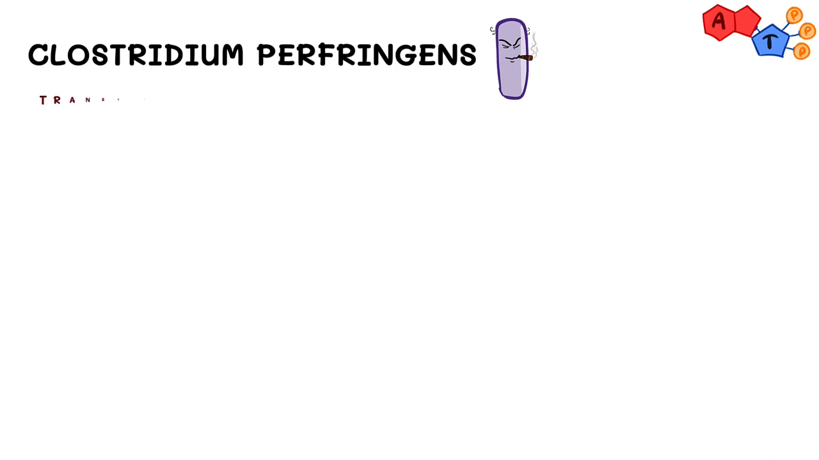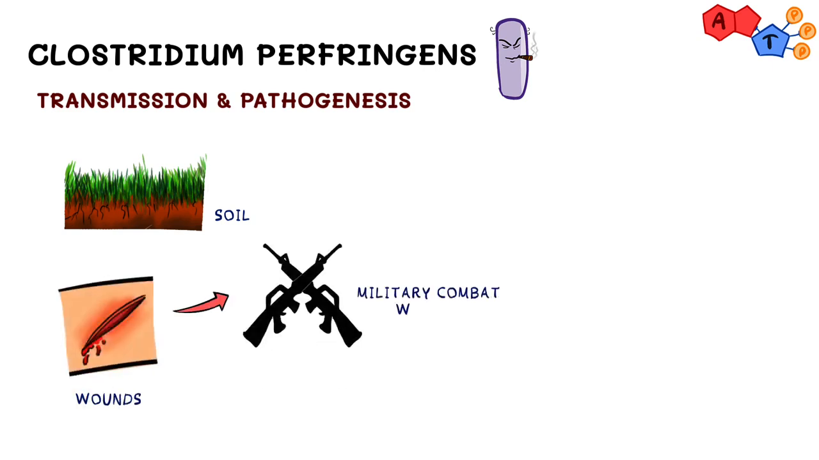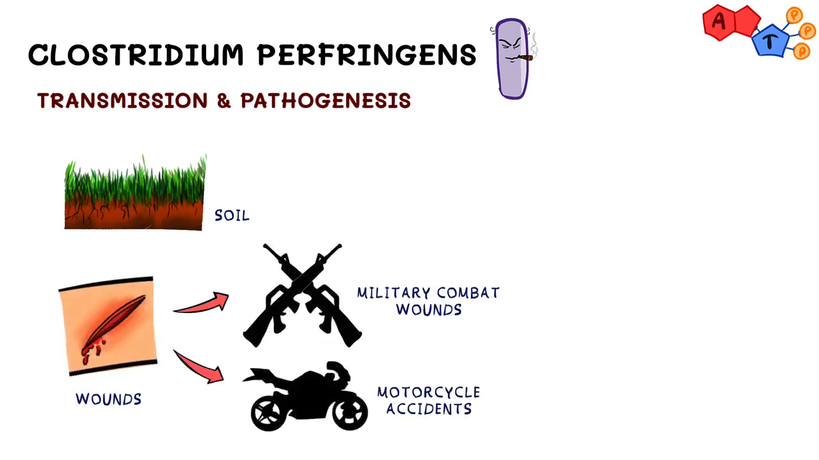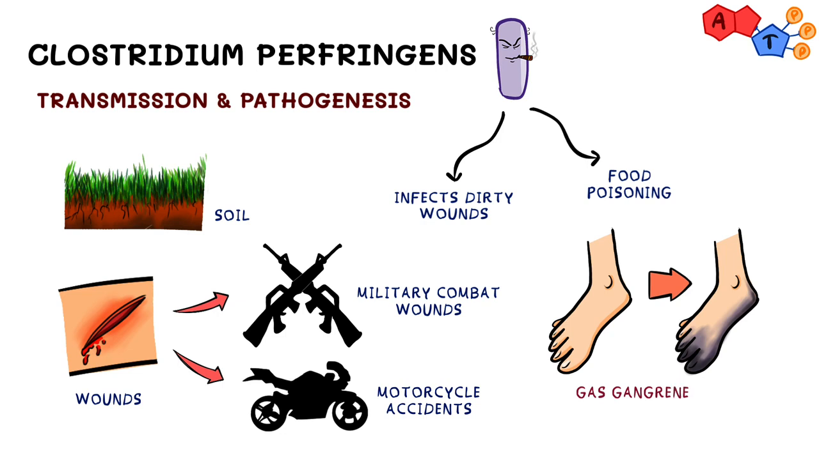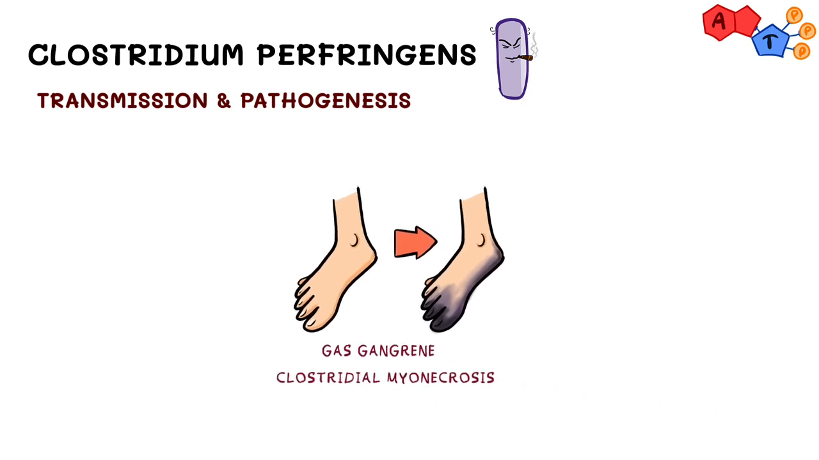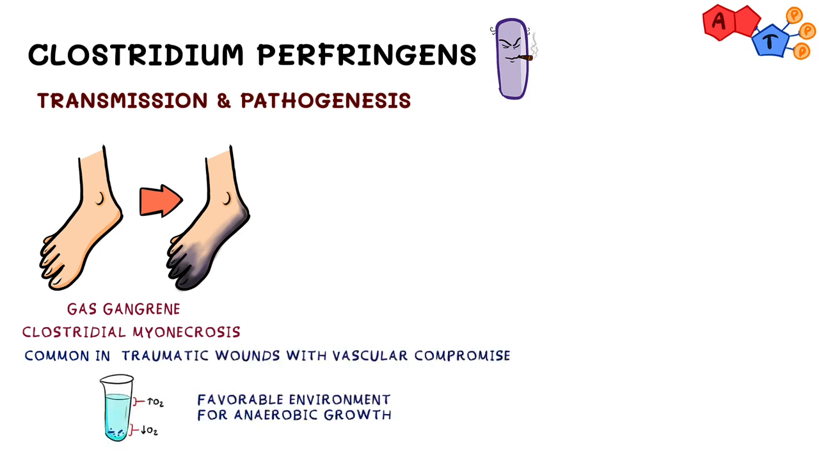Clostridium perfringens is also found widespread in nature, especially in soil. It's highly associated with military combat wounds and motorcycle accidents, and it can either infect dirty wounds or cause food poisoning. Clostridium perfringens can cause gas gangrene, also known as clostridial myonecrosis. This happens in traumatic wounds with vascular compromise because this creates a favorable environment for anaerobic growth.